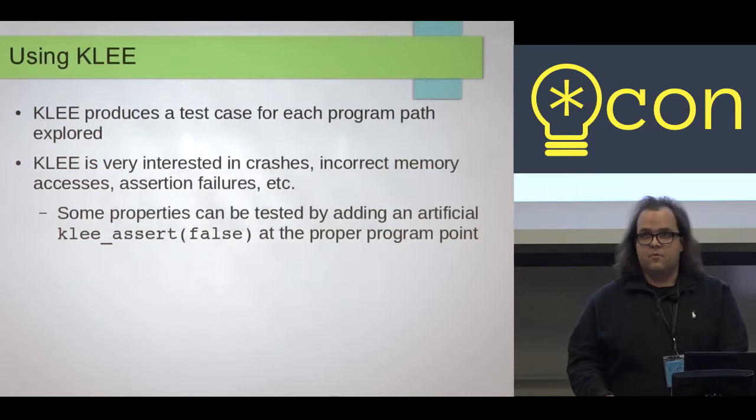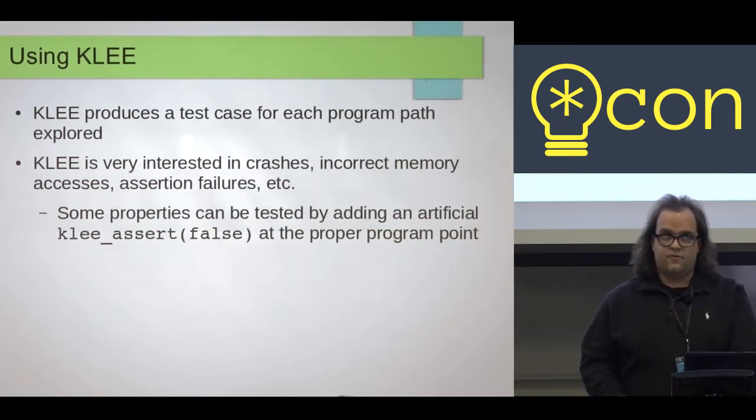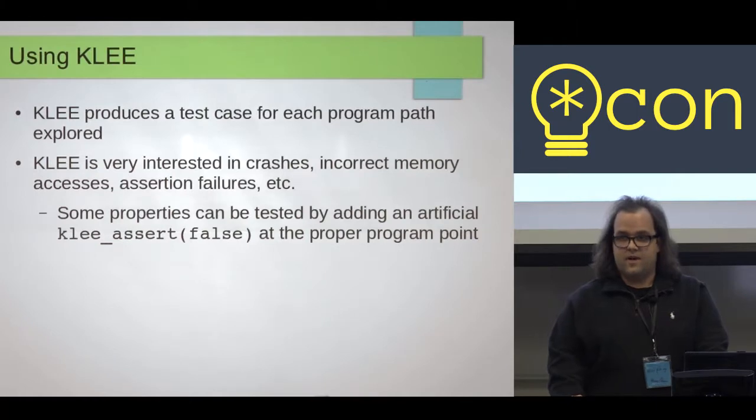There are some properties you might want to test, like reachability, for example. In this case, you can just do the classic assert false, except you do CLI assert false at the proper program point. And this is a neat trick to see, can this line of code ever actually be reached or not?